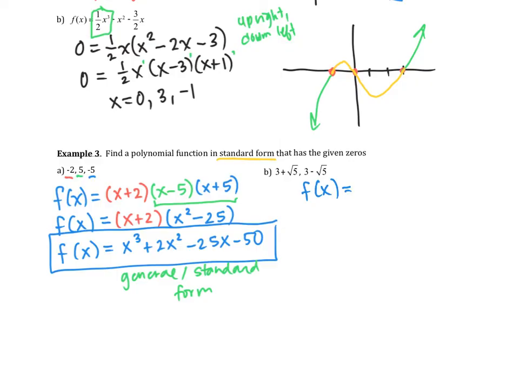So let me think about this. To get 3 plus √5 as my answer, then I must have x minus 3 minus √5. If I were to solve that, I would add the 3, I would add the √5, and I would get 3 plus √5. For the second factor, to get this as an answer, it would have to be x minus 3 plus √5. Because if I solve this, I would add the 3 and get a positive 3, and I would minus the √5 and get a minus √5.